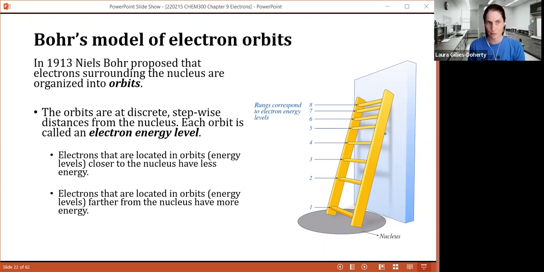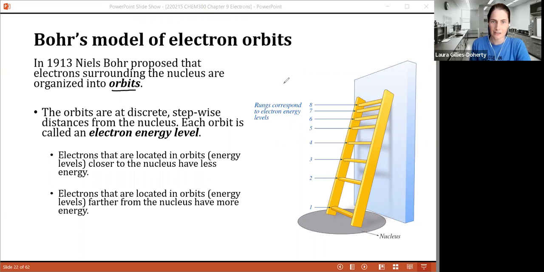Were they just randomly spread out? Were they, like Bohr said, zipping around in circles, spheres around the atom? How were they organized? And so Bohr proposed in the early 1900s that they're organized into orbits. And what he said was that these orbits are at discrete stepwise distances from the nucleus. So the orbits aren't some gradual thing where an electron can be any distance from the nucleus. They have to be in these defined regions, which he called orbits.